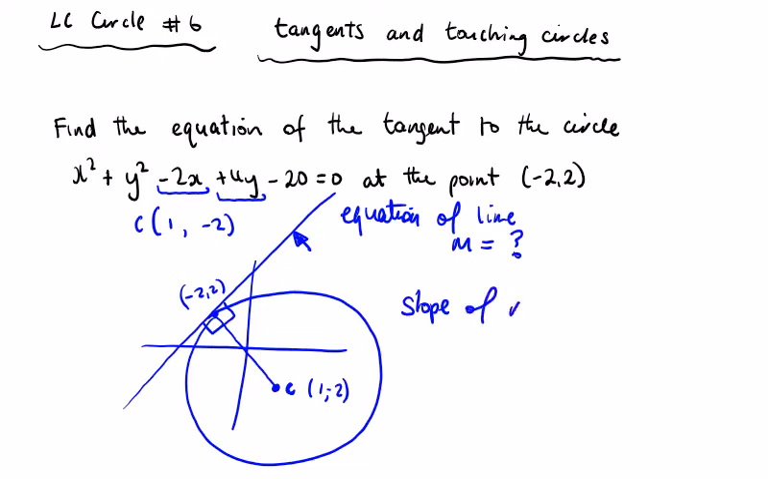So the slope of the radius is equal to, we could use rise over run here. We can see it's a negative slope, so it's going to be a negative. Change in y from 2 to minus 2 is 4, and the change in x from minus 2 to 1 is 3. So the perpendicular slope is equal to 3 over 4.